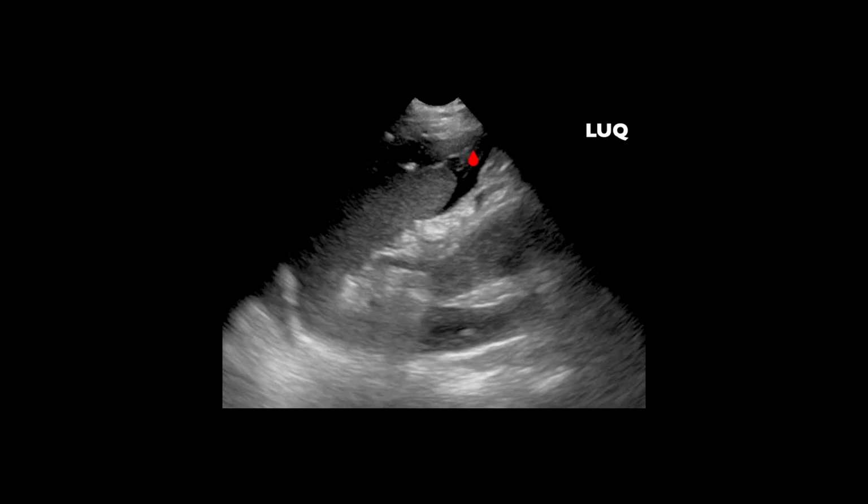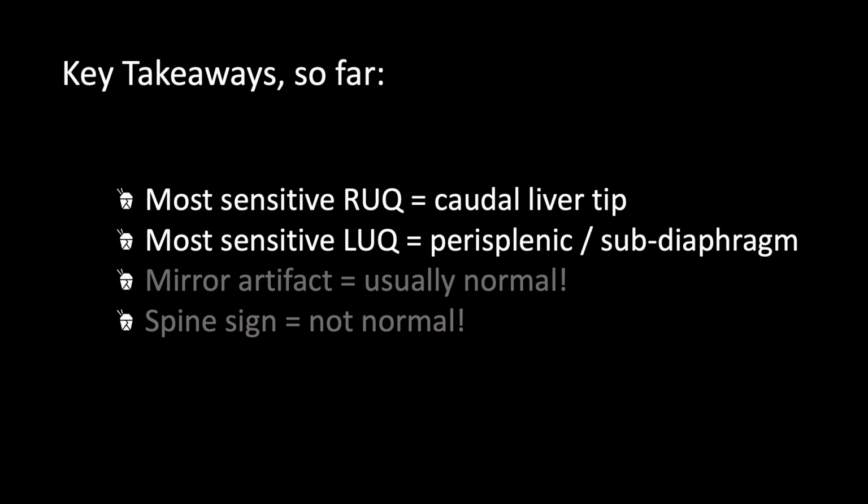Here's the blood. So some key takeaways for examining the abdomen are that the most sensitive portion of the right upper quadrant is going to be at the caudal liver tip, and that's actually going to be the most sensitive area for our entire FAST exam for abdominal free fluid. And then the most sensitive area of the left upper quadrant is going to be subdiaphragmatic or perisplenic fluid, not in that splenorenal recess. Mirror artifact is usually normal, and the spine sign is not normal.